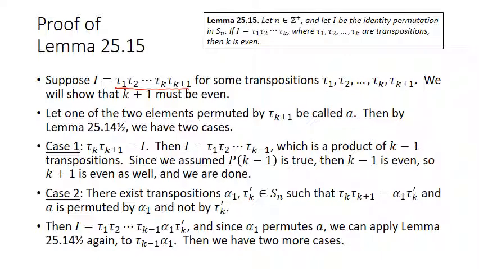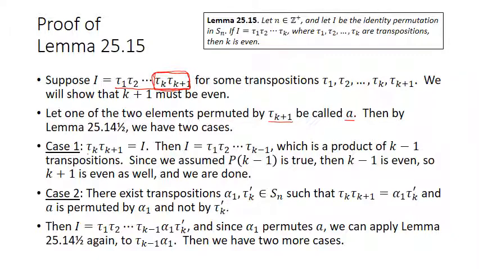So let one of the 2 elements that is permuted by tau k plus 1 be called A. Then we're going to apply lemma 25.14 and a half. And we have two cases. So basically we're looking at these last two transpositions here together, and we're applying lemma 25.14 and a half to those two transpositions, okay? And because A is permuted by the second one of them, we can easily apply that lemma 25.14 and a half. So that gives us two cases because there were two possible outcomes from lemma 25.14 and a half.